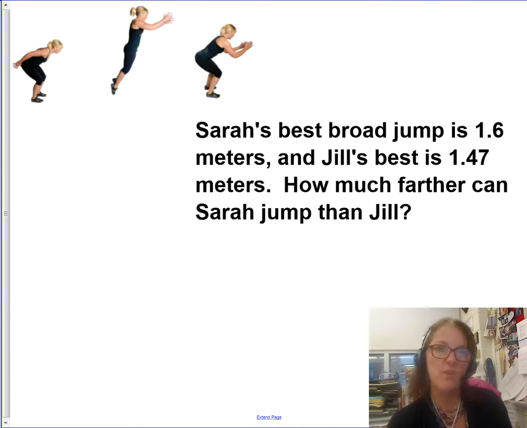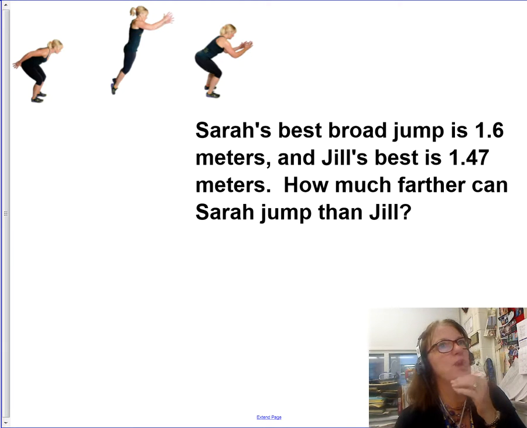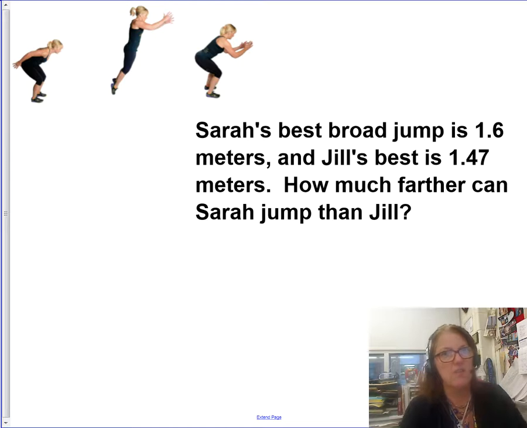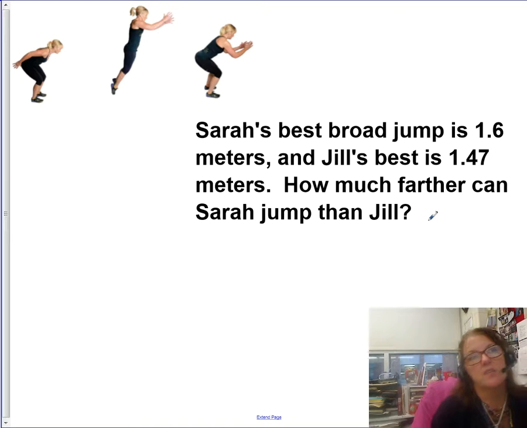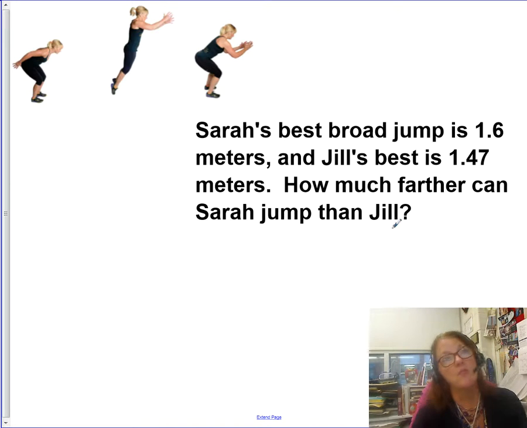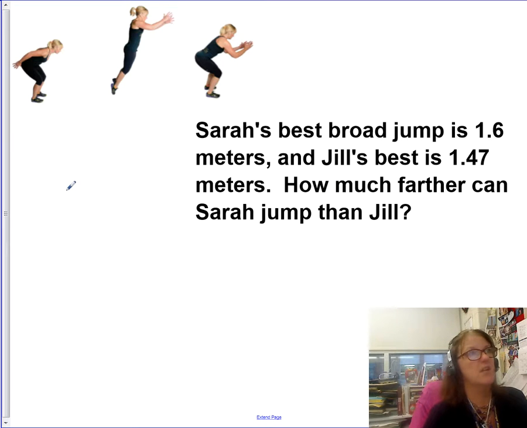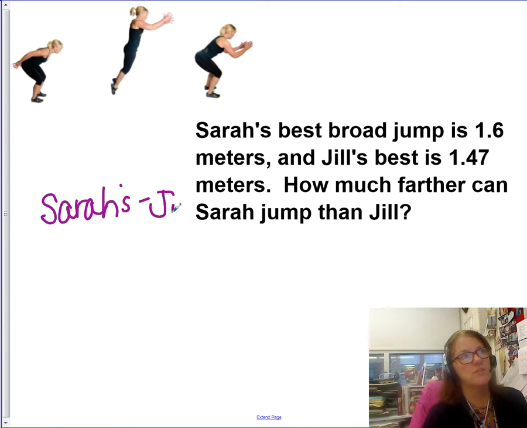Let's take a look at one where it's in some context of a real life situation or a word problem. It says Sarah's broad jump is 1.6 meters. Okay, remember broad jumps where you're standing still and you're just kind of swinging your arms and boom, there you go. Jill's best jump is 1.47 meters. How much farther can Sarah jump than Jill? How much farther implies subtraction. Okay, so we have to take Sarah's value and subtract Jill's.